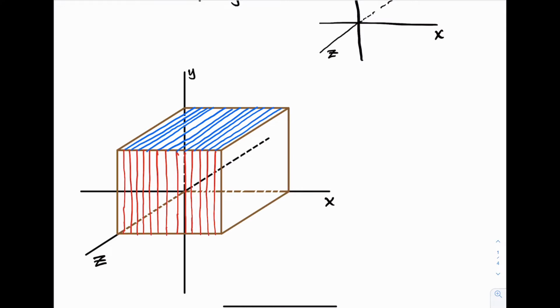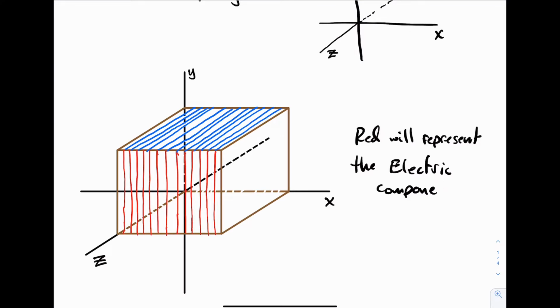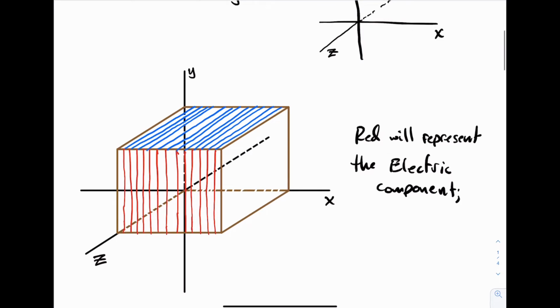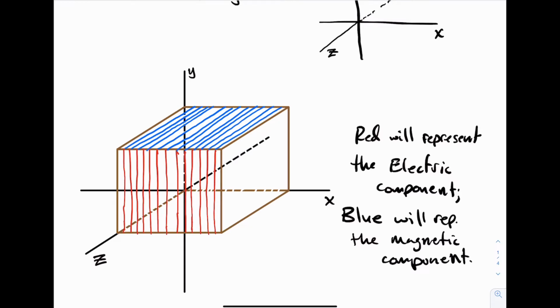In general, the red components are going vertically. Again, those are in the XY plane, and those vertical components are actually going to represent the electric component of our electromagnetic wave. So I'm going to write the red will represent the electric component, and I'm going to also put that the blue will represent the magnetic component. And so you might note that they're always orthogonal or 90 degrees from each other, but you can see that in the picture ideally.